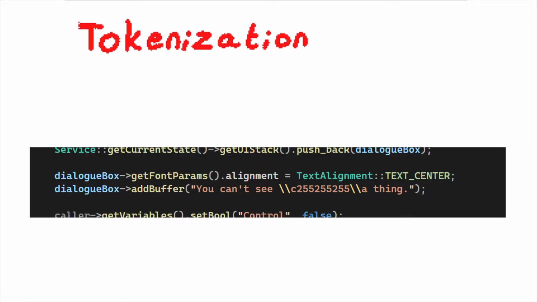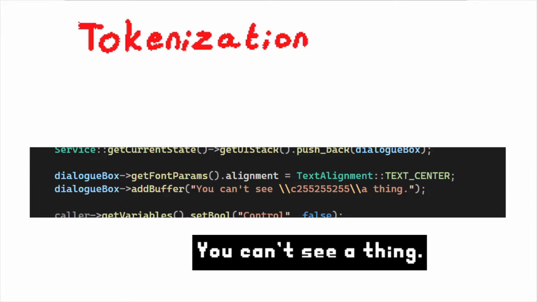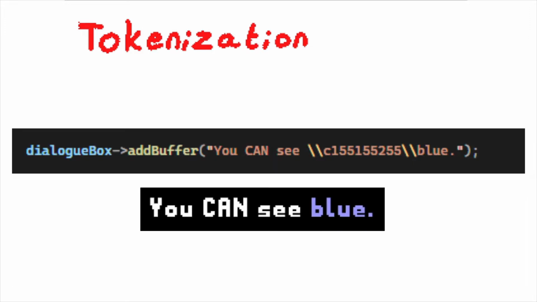So what I call tokenization is the process of embedding small pieces of data into your text. And this data is not actually printed to the screen or anything, so when you play the game you can't actually see it. But it can be used to dynamically change the behaviors of your text, mostly by changing the font parameters. So yeah, here's a little example.